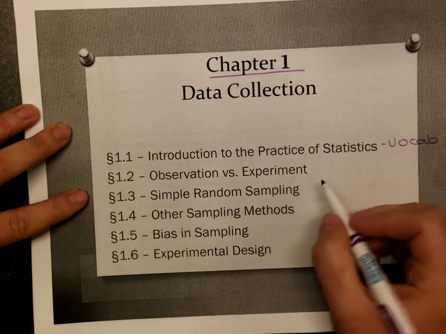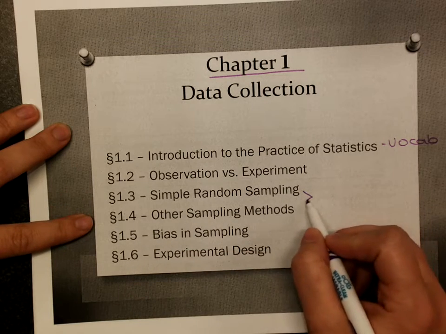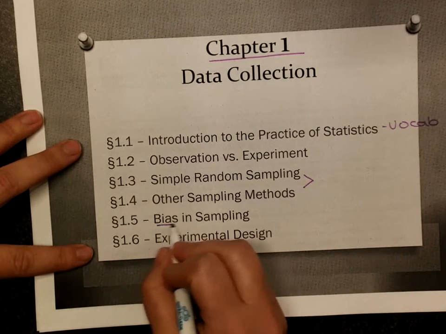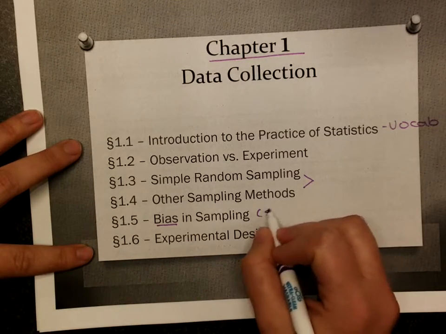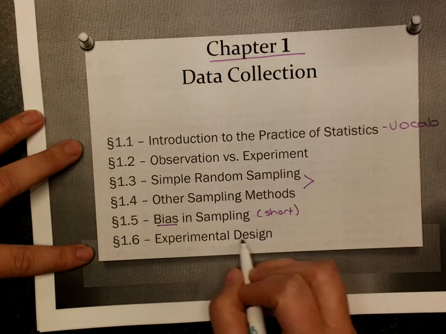The third one is about simple random sampling. And the fourth one is about other sampling methods. So those kind of go together. Then section 1.5 is on bias in sampling, and that's going to be relatively short, not much there. And then the last section is about experimental design.